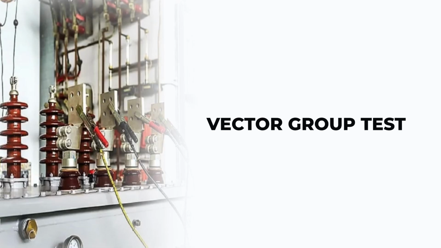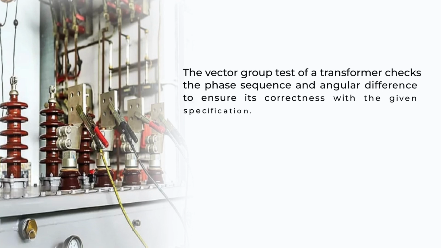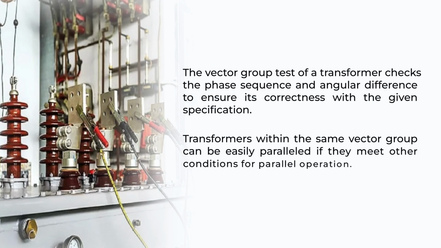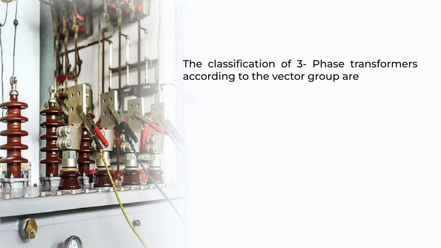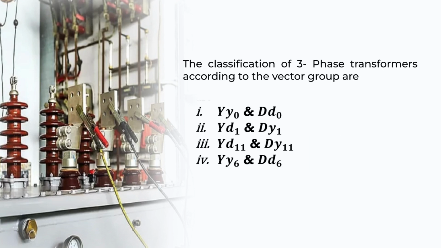Then comes another important test, that is the vector group test. The vector group test of a transformer checks the phase sequence and angular difference to ensure its correctness with the given specification. Transformers within the same vector group can be easily paralleled if they meet other conditions required for parallel operation.